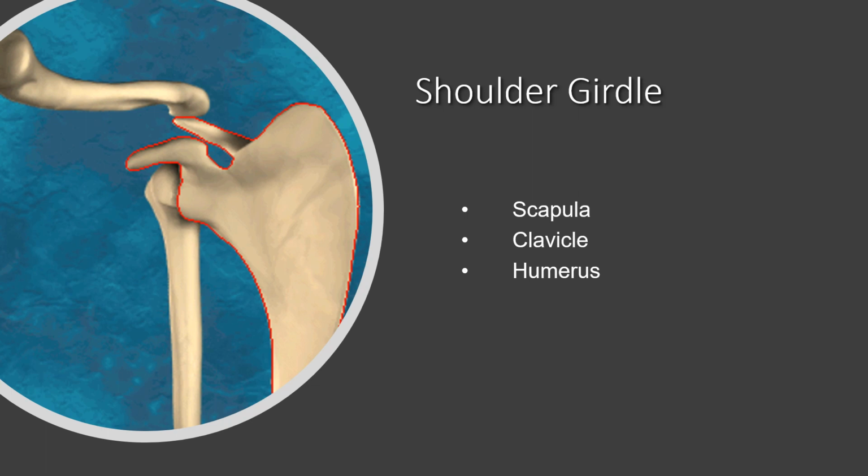We need to know what bones make up the shoulder girdle. Shoulder girdle is the name for the whole shoulder joint, which is made up of the scapula or shoulder blade at the back. That's the triangular bone that we see at the back. The clavicle at the front attaches to the little spiny bit at the top of the scapula. The clavicle is also known as the collarbone, and the humerus bone, which is the bone of the arm. So the scapula, clavicle, humerus make up the shoulder girdle.